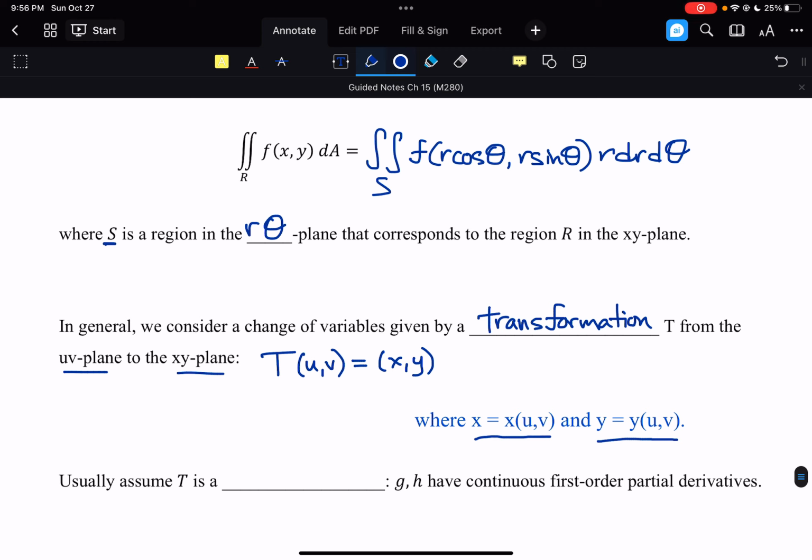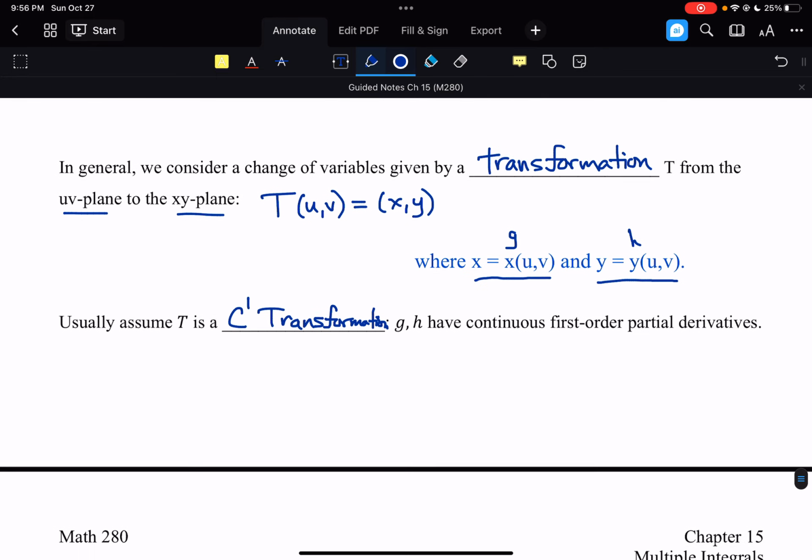We usually assume, at least at this level, that T is what we call a C1 transformation. Meaning that g and h, so this would be like g and that would be like h, have continuous first order partial derivatives. Okay, so we don't have to worry about taking partials. We know that they will still be continuous.